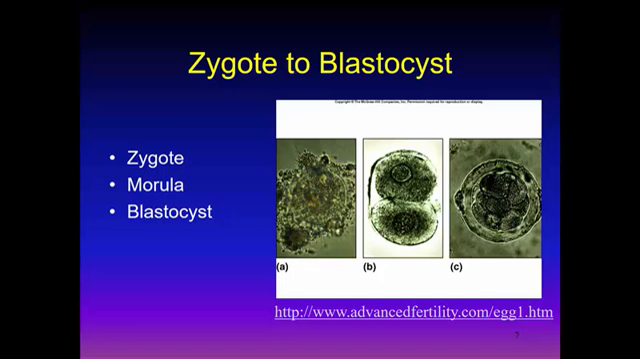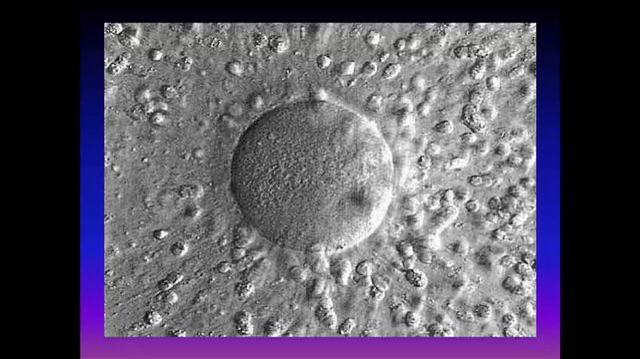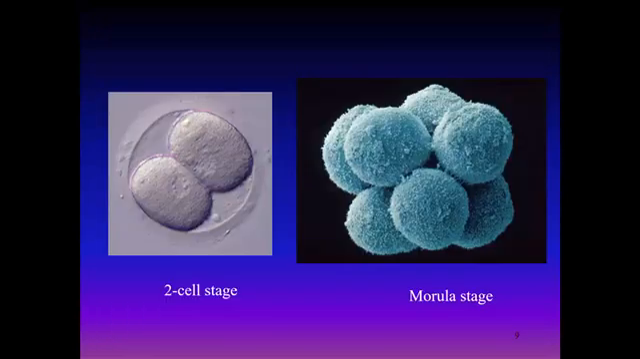On day 4 it reaches the uterus or so, and it is a hollow ball of cells called a blastocyst. The blastocyst can obtain some glycogen-rich secretions from the uterus, and it enlarges rapidly. It will attach on day 6 to 7, which is called implantation, if all is well. So here's a good egg from a 32-year-old woman, and you can see the 2-cell stage and then a morula stage.